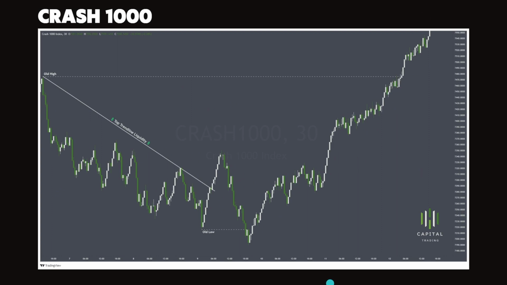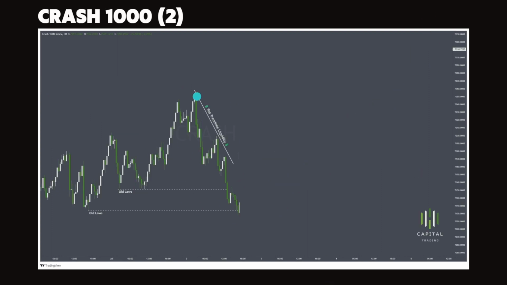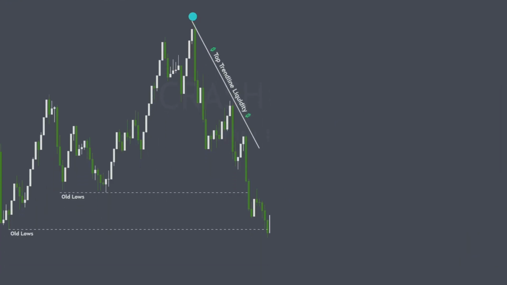And let's look at the second chart. We had price dropping to the downside on Crash, and they formed this trend line liquidity. So we had this old low being broken, there's two equal lows, and then we had another old low being broken. This demonstrates that if price takes out old lows and old highs, they are taking out liquidity to reverse. So this is a reverse movement.